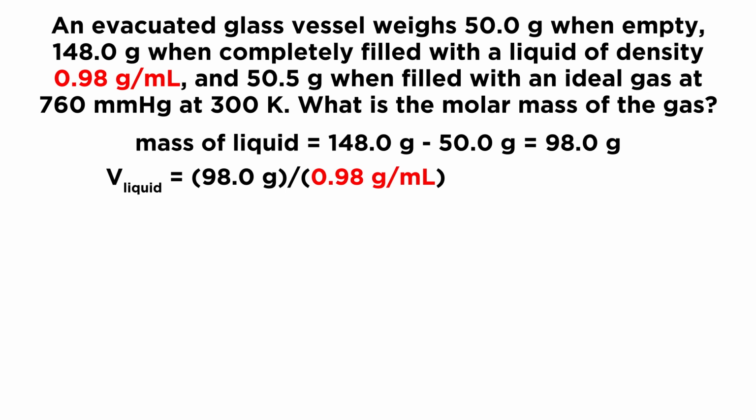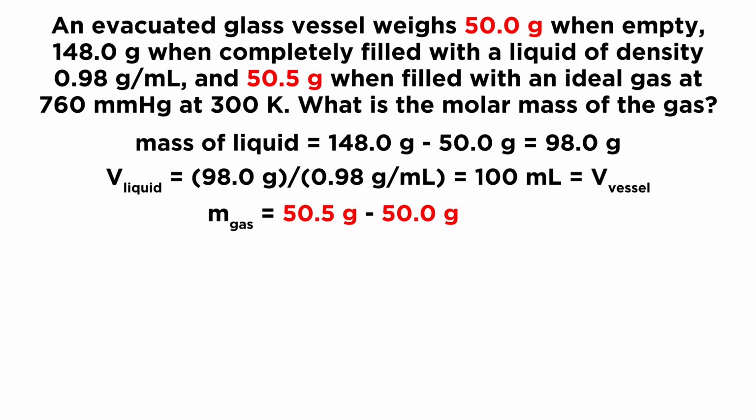Then we know that the density of the liquid is 0.98 grams per milliliter. So if we want to get the volume of the liquid, we know that 98 grams divided by 0.98 grams per milliliter is going to give us 100 milliliters. And so that's important because if we have 100 milliliters of liquid and that liquid completely fills the vessel, that means that the volume of the vessel itself is 100 milliliters, which is relevant information. Because now we're going to look at the gas.